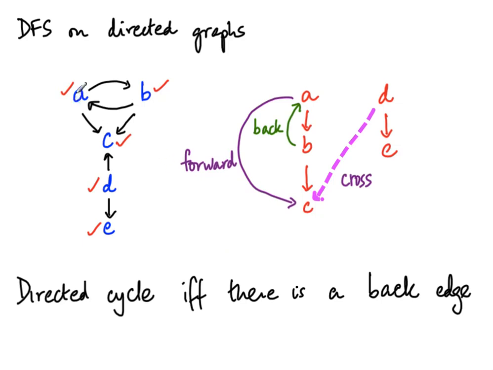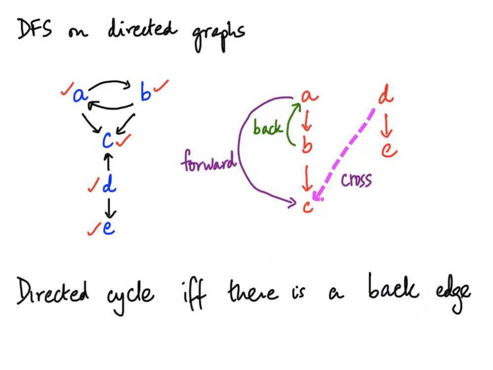So here, for instance, A, B form a directed cycle because I can go from A to B and come back to A, and that is demonstrated in the DFS forest by this back edge from B to A. And one can argue that if there is no back edge, there is no directed cycle. So though we do have these different edges, forward edges and cross edges, the acyclicity of the graph depends only on back edges, just like for undirected graphs.